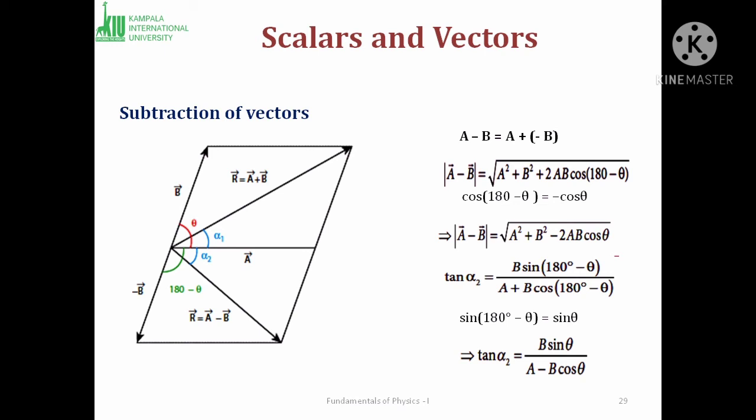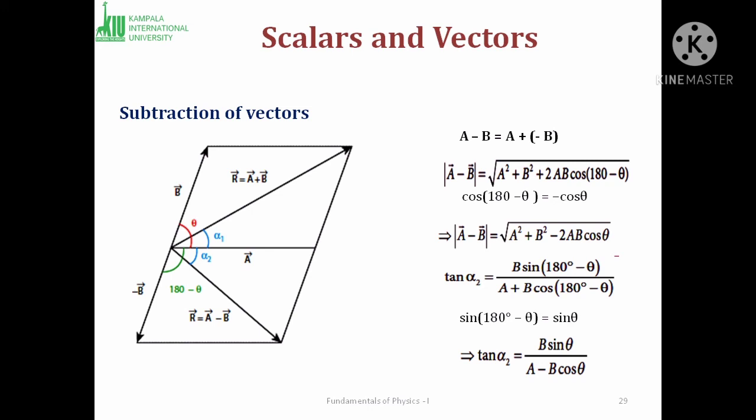Here we use the same formula that we found in the vector addition, that is R is equal to square root of A square plus B square plus 2AB cos theta. Instead of this cos theta, here we use cos 180 minus theta, right? So the modulus of A minus B is equal to square root of A square plus B square plus 2AB cos 180 minus theta.